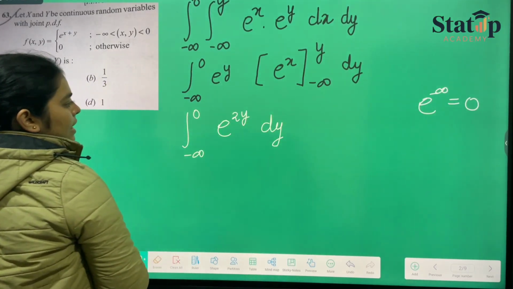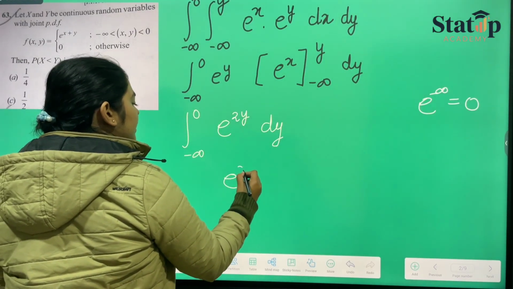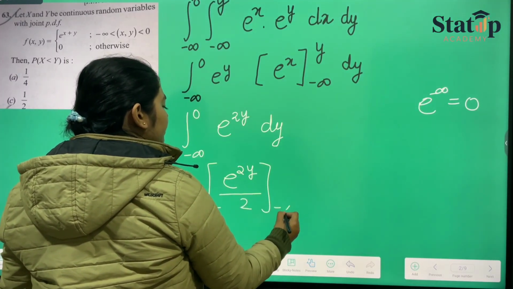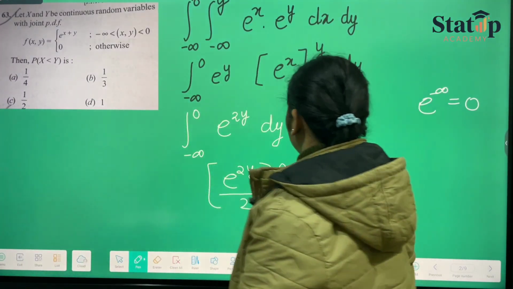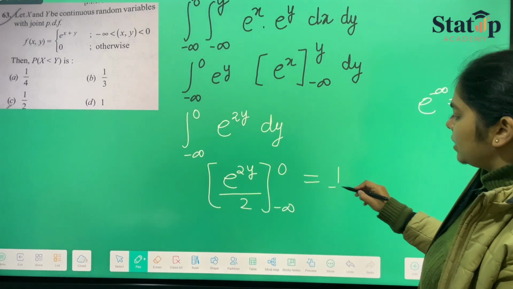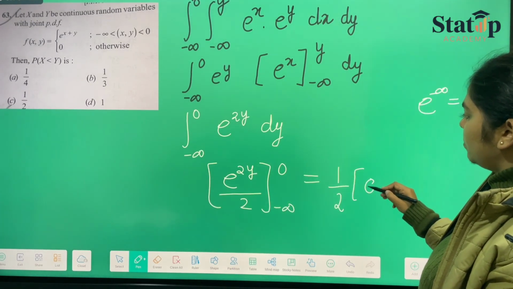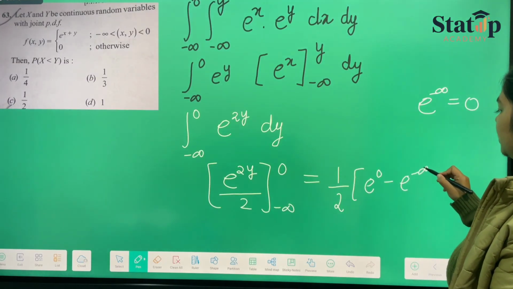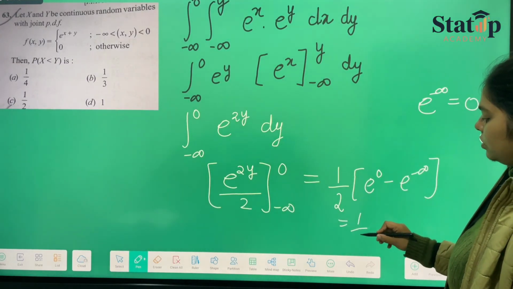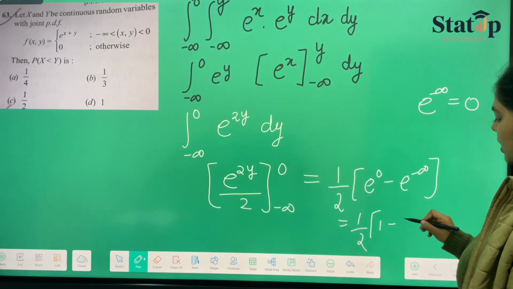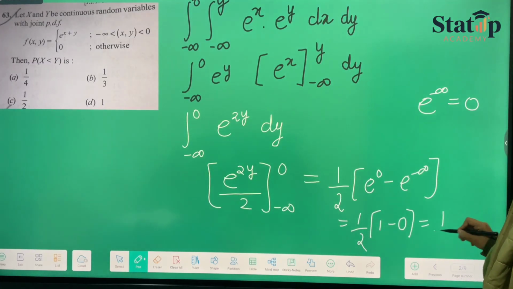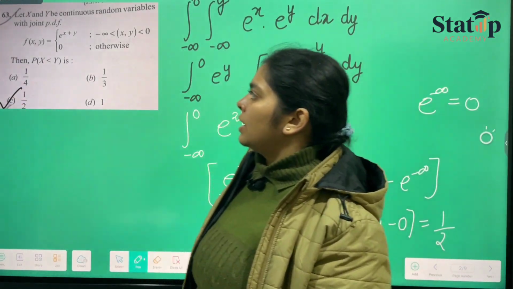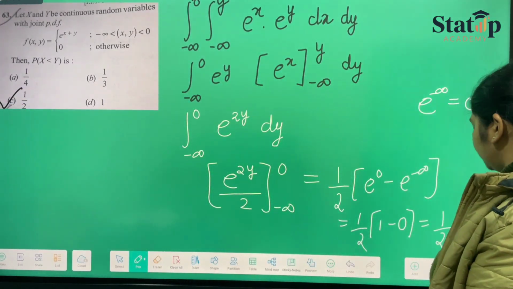Now integrating this as well, e raised to the power 2y has integration e raised to the power 2y upon 2, with the limits minus infinity and 0. If we put the limits here, we can take 1 by 2 outside. E raised to the power 2 into 0 will be 0 minus e raised to the power minus infinity, which is equal to 1 upon 2 times 1 minus 0, which is 1 upon 2 only. And hence our option number C is the correct answer for this question.